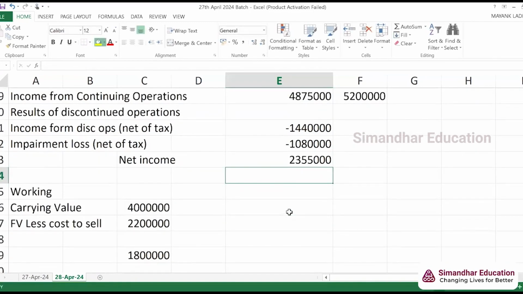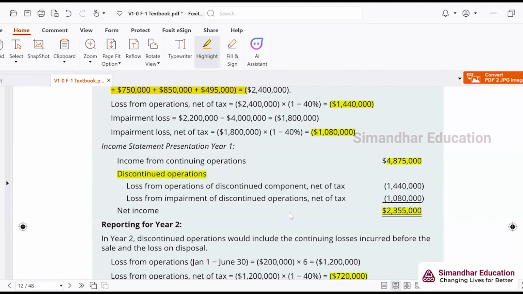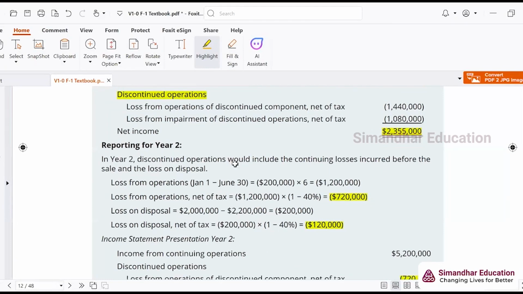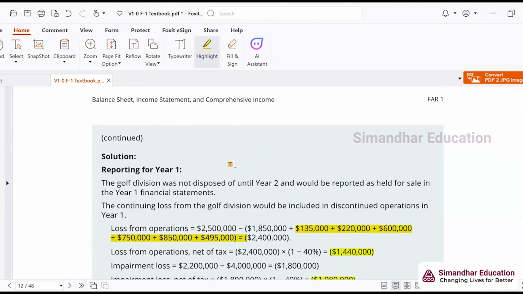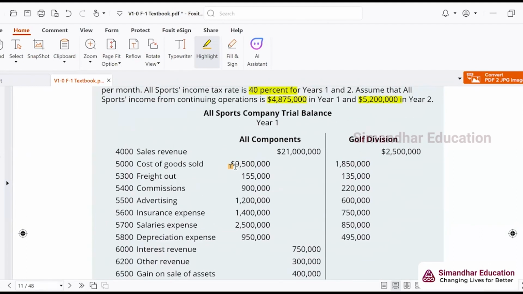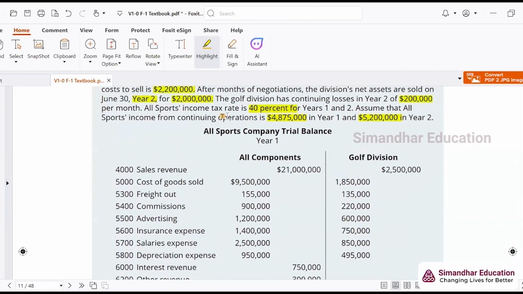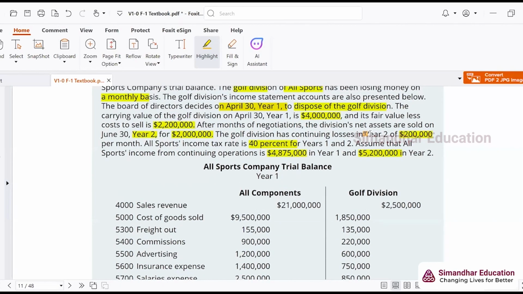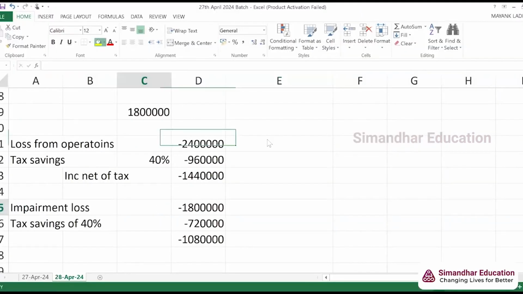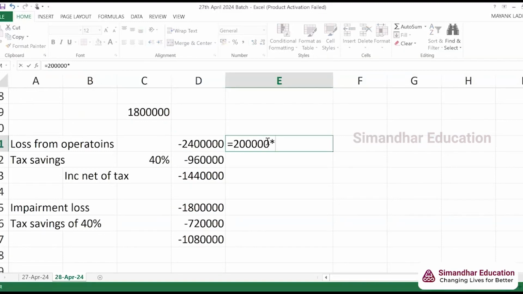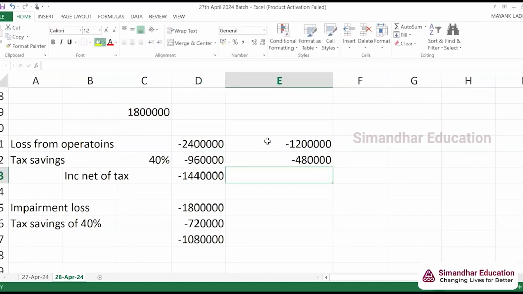Okay. Now coming to second year. Second year also we have some income from discontinued operation. The golf division has continuing losses in year 2 of 200,000 per month. Now, how many months are there? January to June, 6 months. So for a 6 months period, they have a loss. So second year loss when we calculate, 6 months, 200,000 into 6, you have a loss of 1.2 million. On this again, you have this into 40% as the tax saving, right? Then income net of tax 7.2 million.